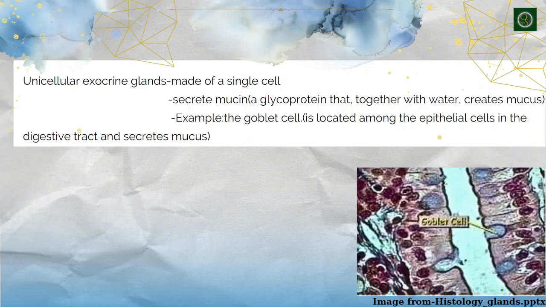Unicellular exocrine glands are made of a single cell. They secrete mucin, which is a glycoprotein that combined with water creates mucus. The typical example of a unicellular gland is the goblet cell. It is located among the epithelial cells in the digestive tract and secretes mucus.